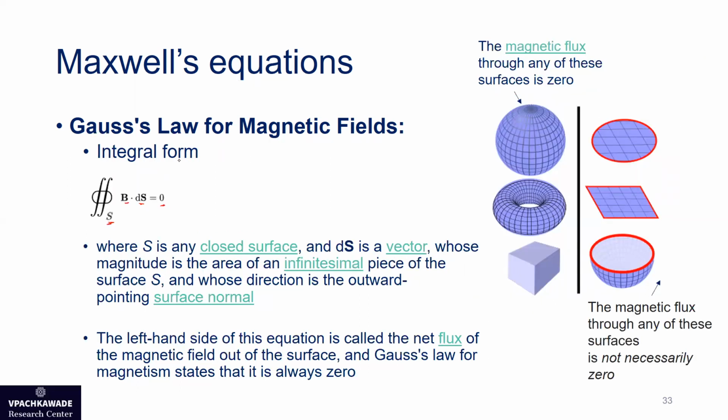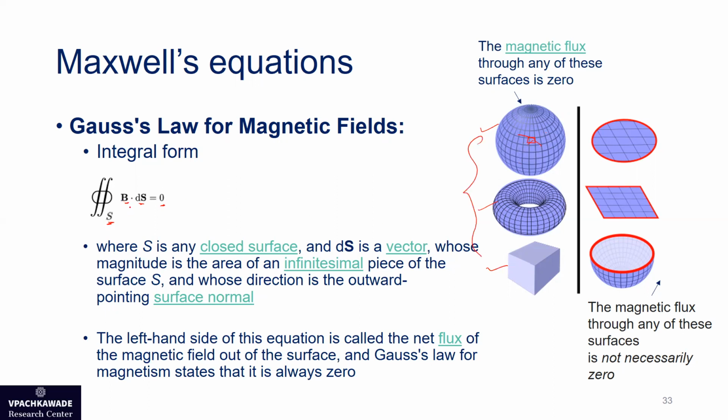So for example, you have a sphere, or a cube, or any other shape which is completely enclosed, and it has a small surface. The magnetic field lines coming out of this surface are always equal to 0. There is no divergence of the magnetic field because there are no magnetic monopoles. So the magnetic flux through any of these surfaces is going to be 0.